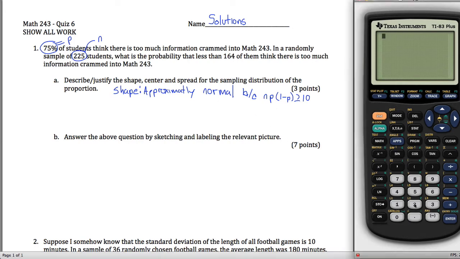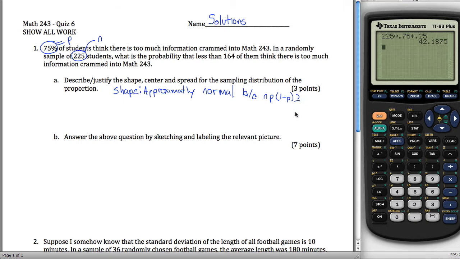See, n is 225, p is equal to 0.75, 1 minus p is equal to 0.25. When you multiply that all together, you get 42.1875. How about I do n times p times 1 minus p is equal to 42.2, which is greater than or equal to 10.